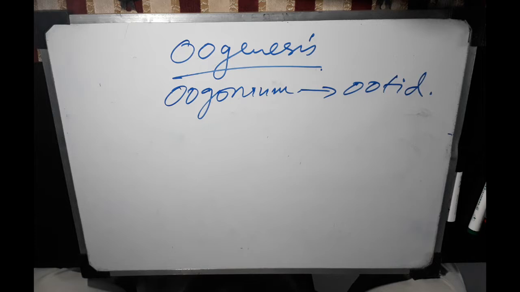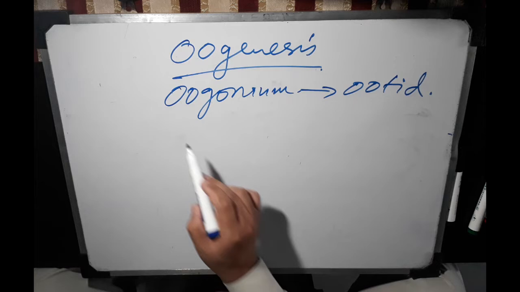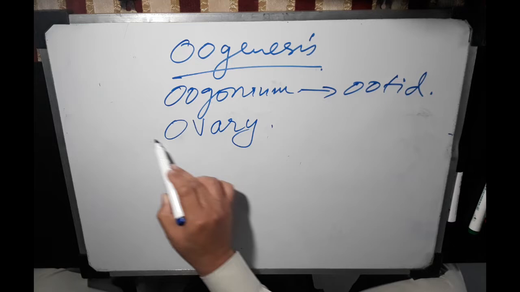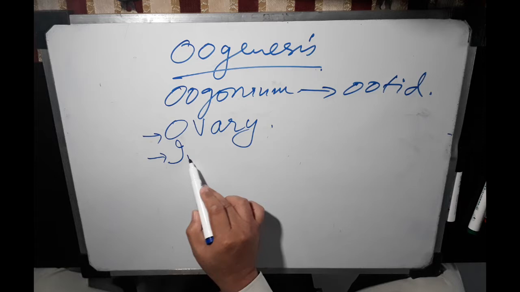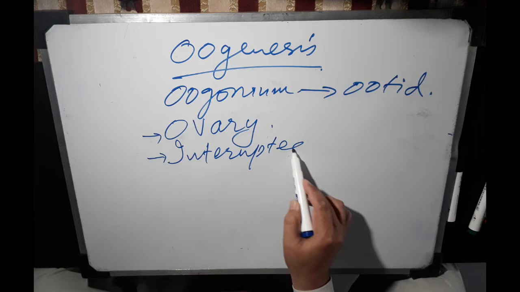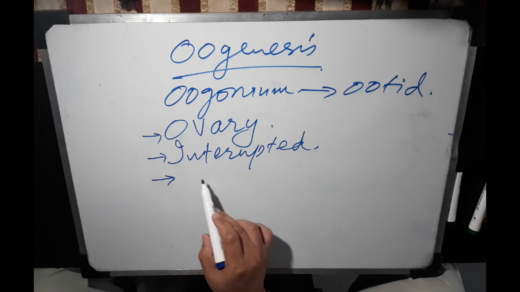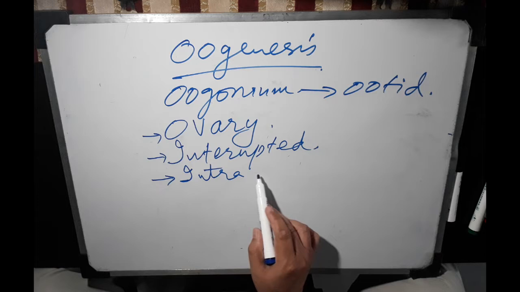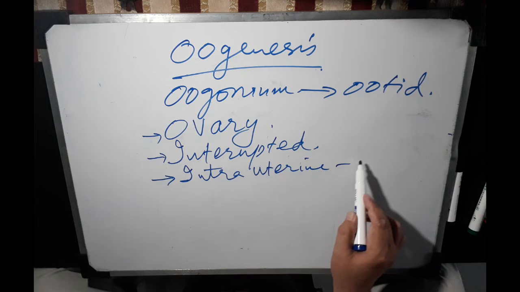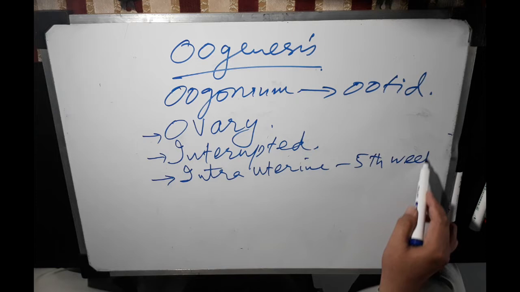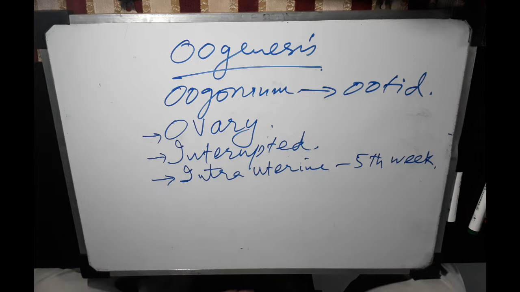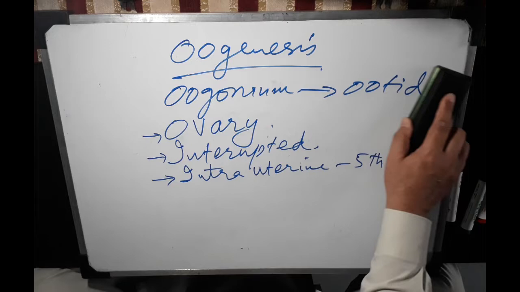It occurs in the ovary and it is an interrupted process. It starts in the intrauterine life, fifth week. So it can be divided into prenatal and postnatal oogenesis.